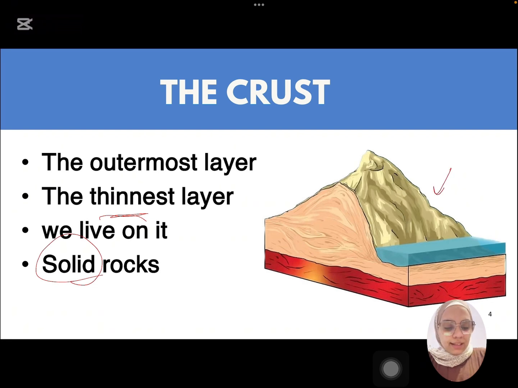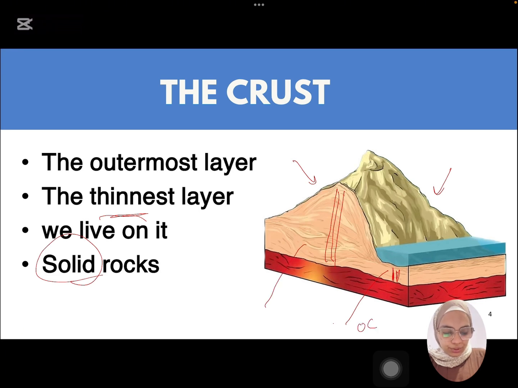Now take a look at this picture. Here you can see the crust under the ocean and the crust below the land. Did you observe anything about the crust below the ocean and the crust below the land? Great job. Yes, you are right. The crust below the ocean is thinner than the crust below the land. So here we can say the oceanic crust is thinner than the continental crust.